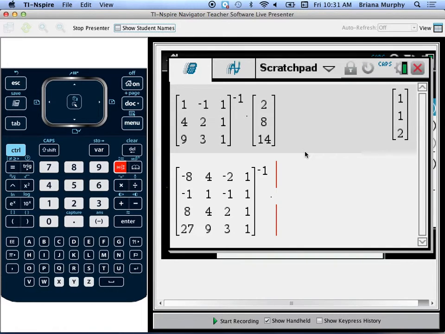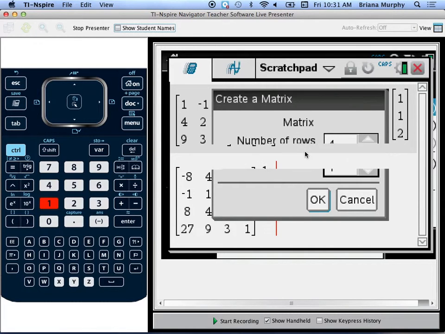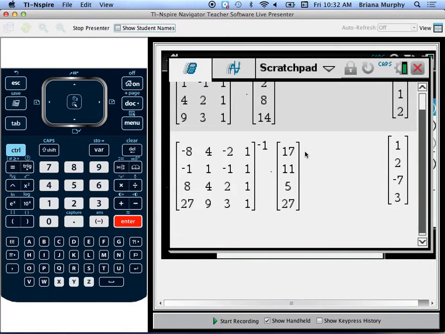the answer matrix. Make sure it's row 4, column 1. Good, Abigail. And I'm gonna have, go ahead, Olga. Yep, 11, yep, 5, yep, 27. Did you get your answer? 1, 2, -7, and 3. Of course.